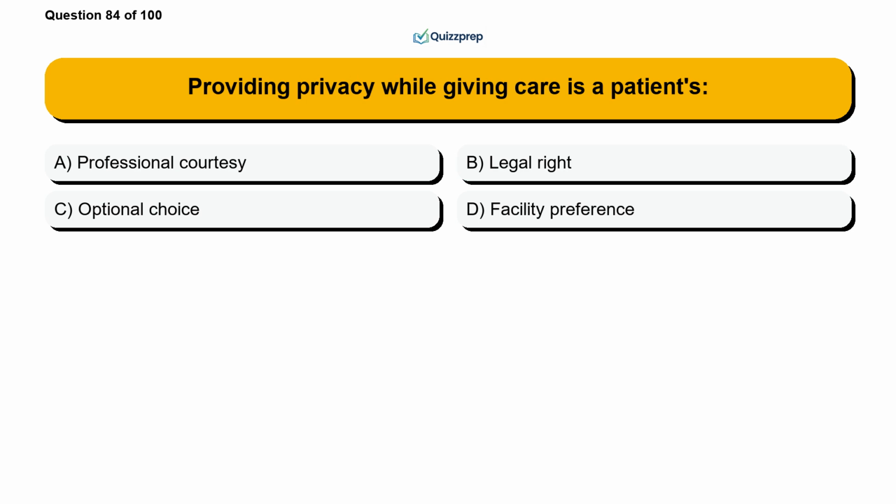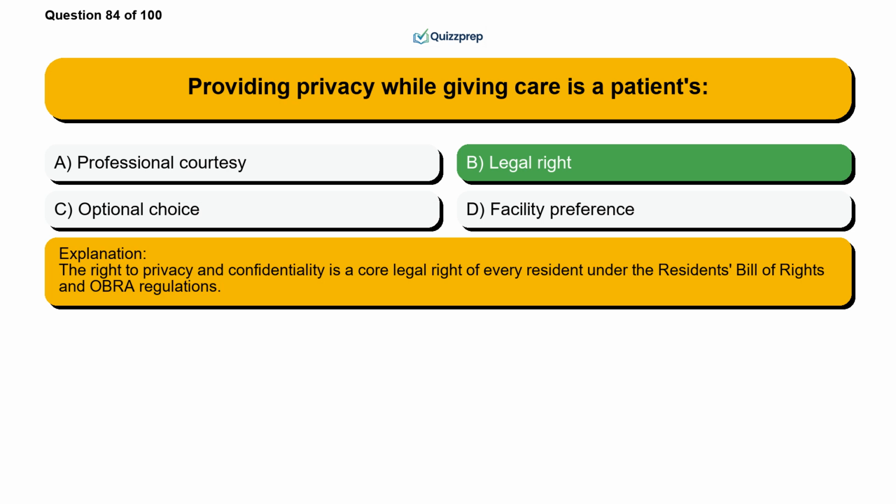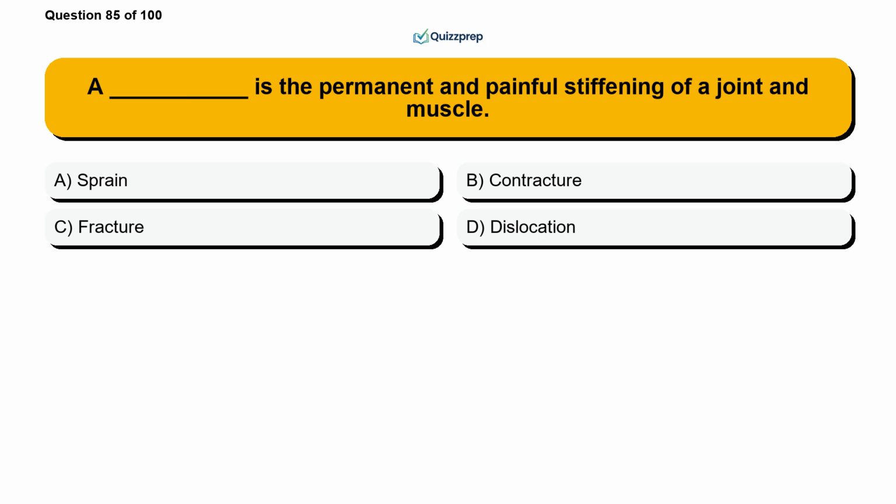Question 84. Providing privacy while giving care is a patient's: Option A, professional courtesy. Option B, legal right. Option C, optional choice. Option D, facility preference. The correct answer is option B, legal right. The right to privacy and confidentiality is a core legal right of every resident under the Residents' Bill of Rights and OBRA regulations. Question 85.